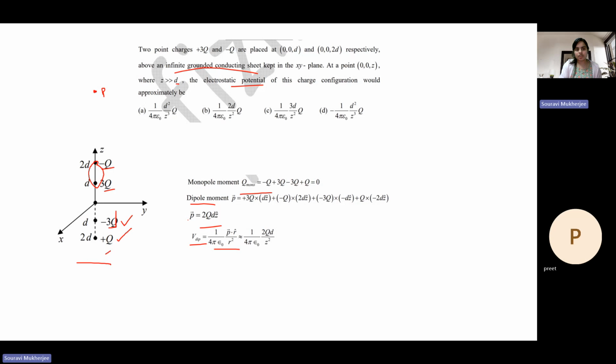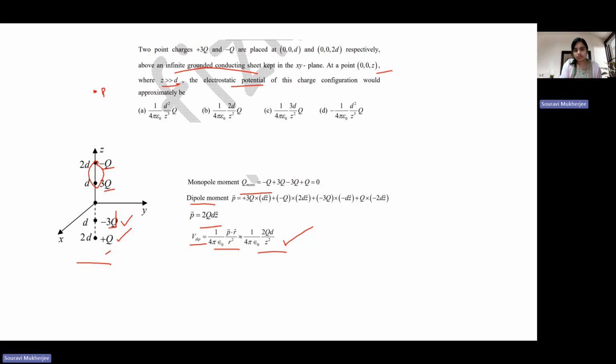Okay. So now, because your charge distribution has a net dipole moment, we can try to use that here. So your P is given as 2qd, and then you have 4 pi epsilon 0 z square. Why? Because in our question, it is said that we are at a region where z is much, much greater than d. So basically, you can replace your r by z. So this will be your expression for an approximate value of dipole potential at the point asked, right?